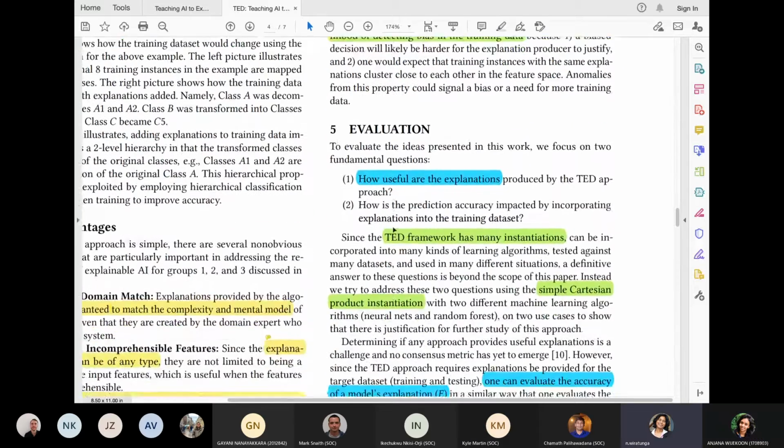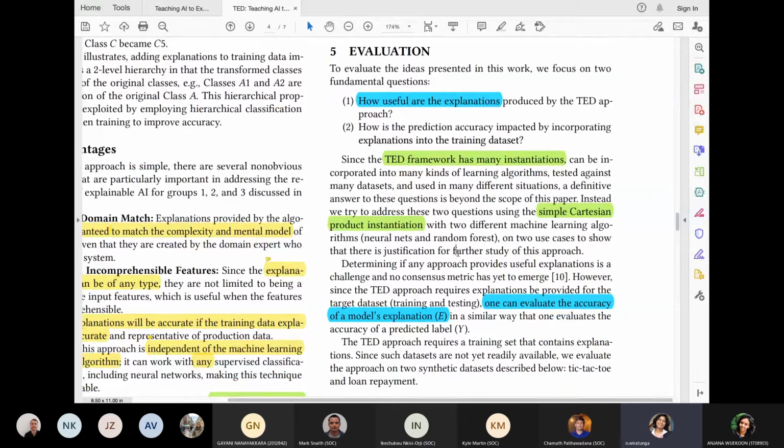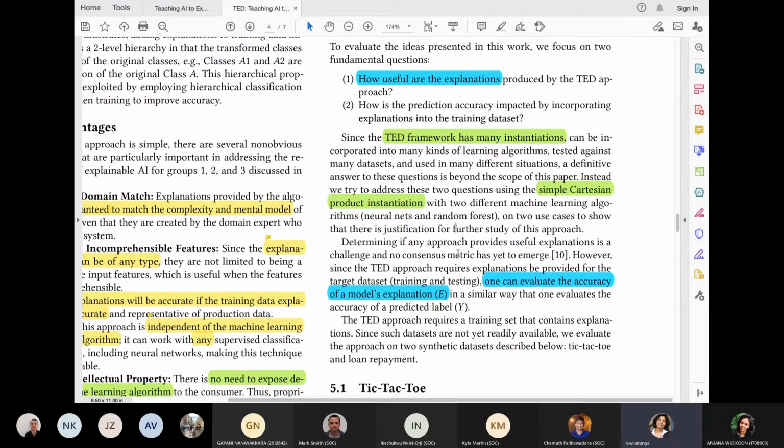Yeah, let's maybe move to the evaluations, and then we can talk about the point they make that it is generalizable. I think that is one of the weakest statements. So in the evaluation, they focus on these two questions: how useful are the explanations provided by the TED approach? They use the word useful, but how they evaluate it is, how accurately can the model predict the explanations. So this is a little disconnected, I would say. Instead of evaluating the usefulness, they evaluate whether the model can actually accurately predict explanations, which are two completely different things.